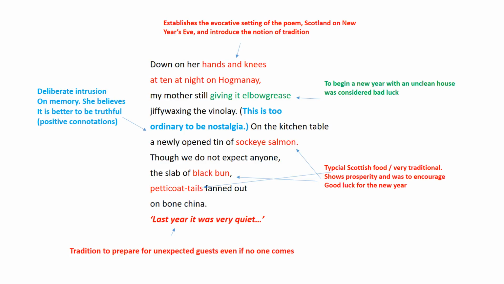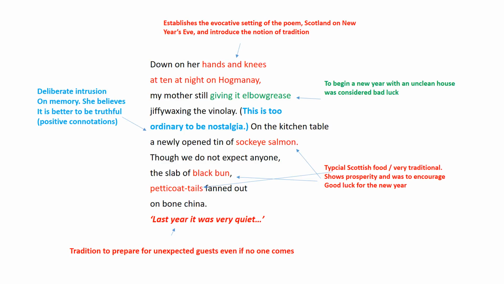It's quite superstitious. She uses a parenthesis, this is too ordinary to be nostalgia. She does that deliberately. She's intruding on that memory so that you don't think that she's thinking of this too nostalgically. She's trying to be truthful here, but it has very, very positive connotations for her. The ordinary rather than nostalgia.